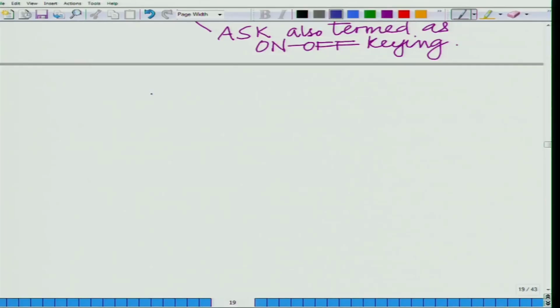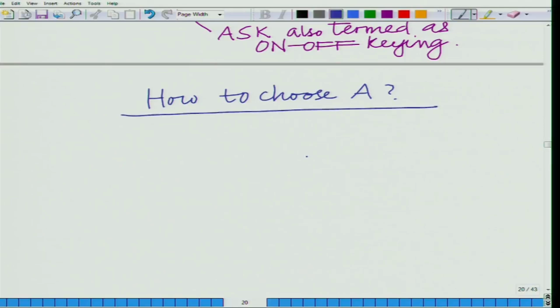Now, how to choose the energy A? We again come to the question, remember, of how to choose A, which is the amplitude level. Now, remember, to choose A, assume we have to keep the bit energy.